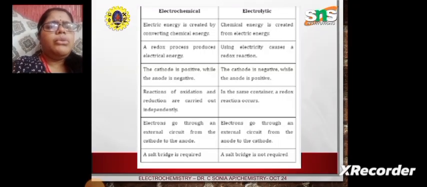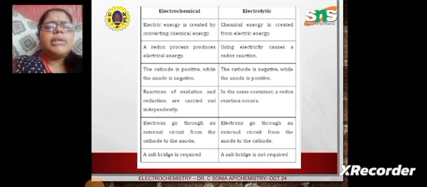So one more topic is left, that is the difference between the electrochemical cell and the electrolytic cell. Electrical energy is created by converting chemical energy in the electrochemical cell. In the electrolytic cell, chemical energy is created from electrical energy. A redox process produces electrical energy in the electrochemical cell. In the electrolytic cell, using electricity causes a redox reaction. In the electrochemical cell, the cathode is positive while the anode is negative. In the electrolytic cell, the cathode is negative while the anode is positive.